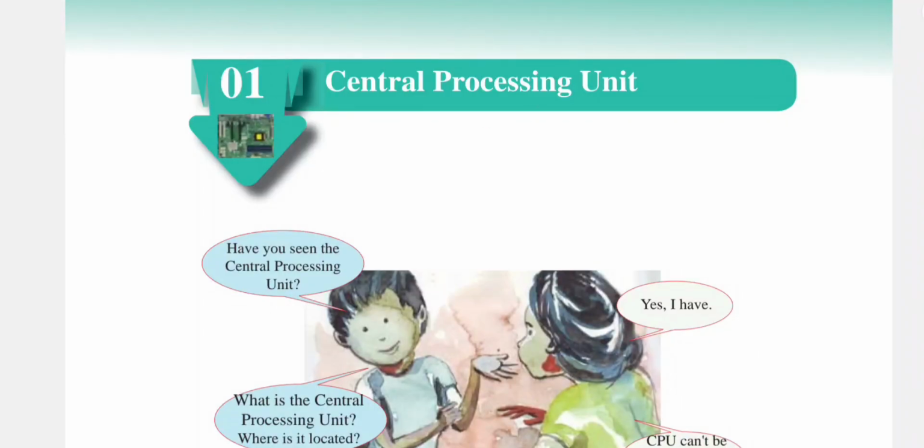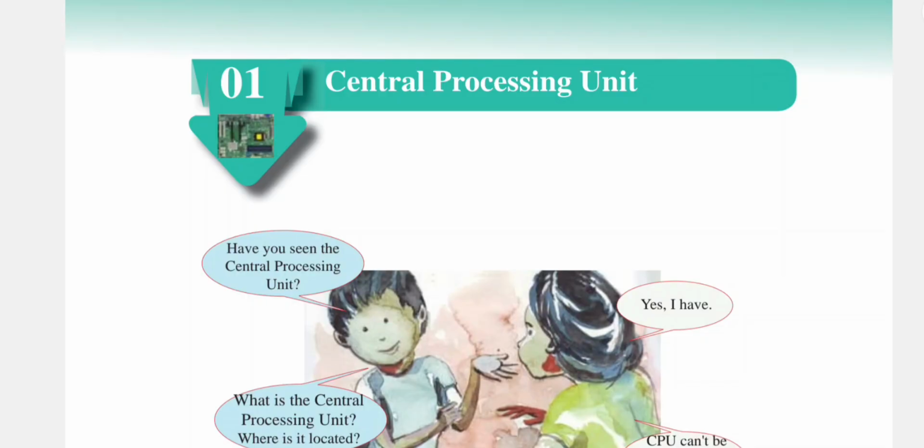Central Processing Unit. Have you ever wondered what makes a computer think and work? Today, let's talk about the Central Processing Unit, or simply the CPU. What is the CPU? The CPU is the brain of the computer. It is the part that does all the thinking, calculating, and decision making. Can we see the CPU? No, you can't see the CPU from outside the computer. It is located inside the computer, usually on the motherboard, safely protected.